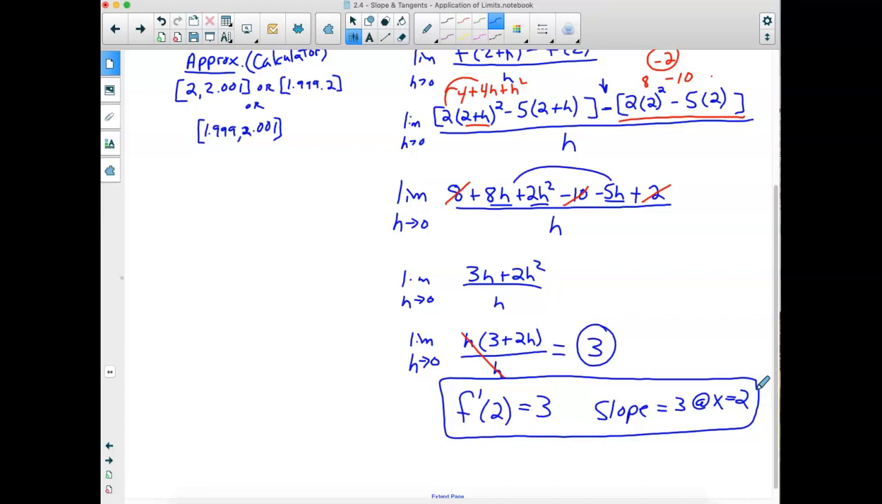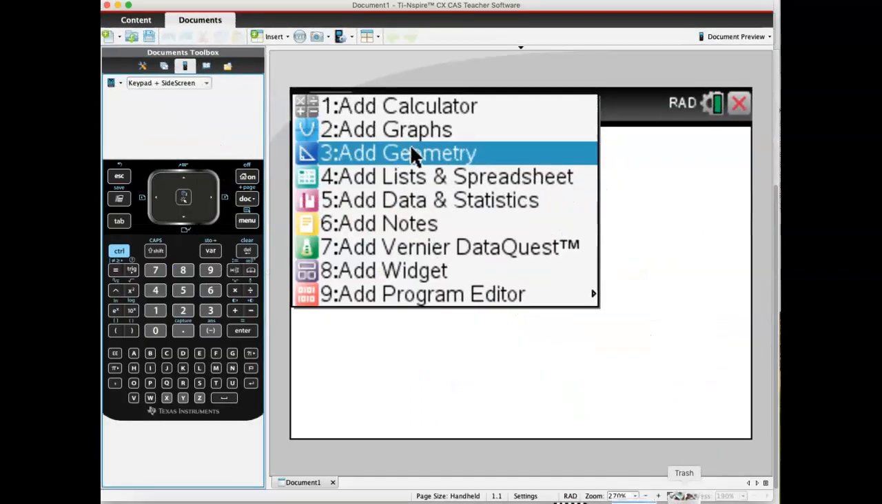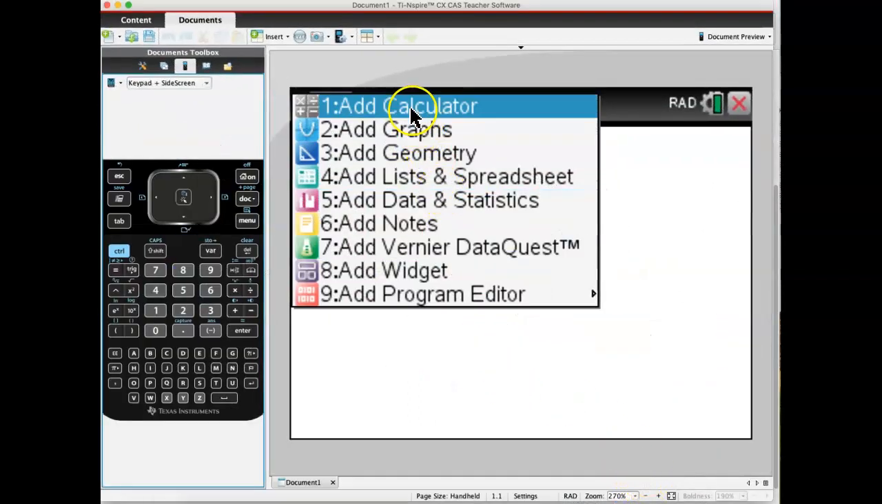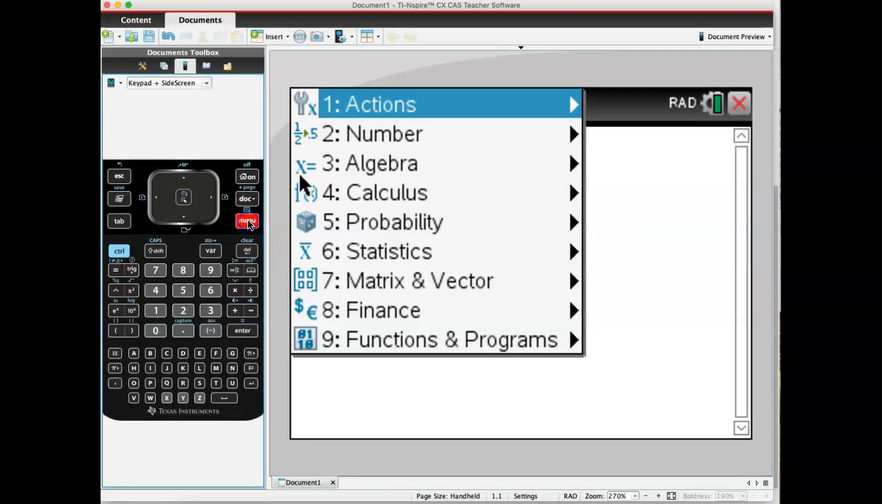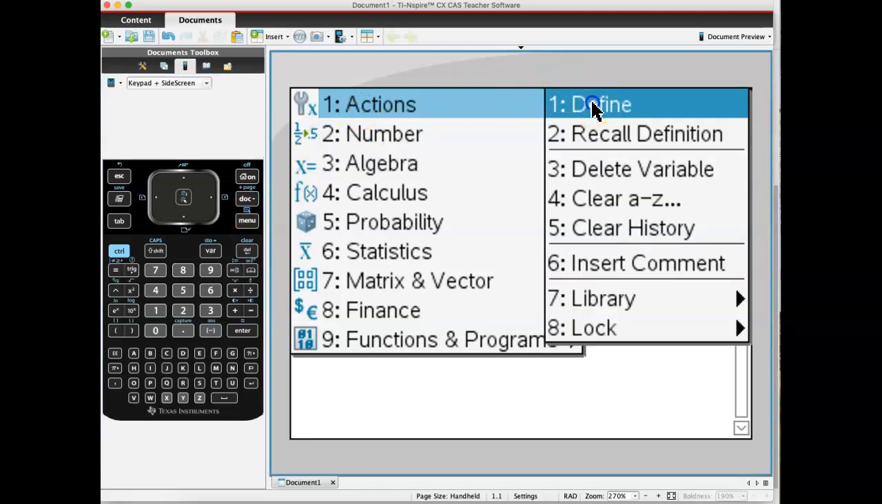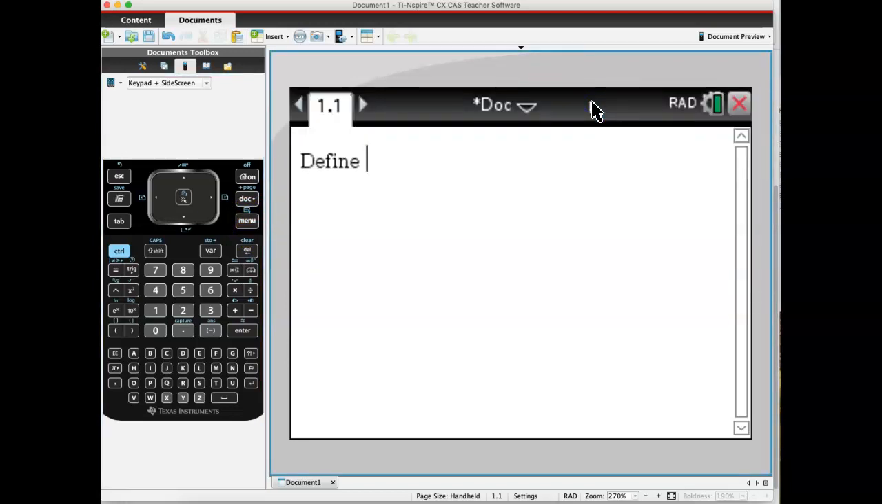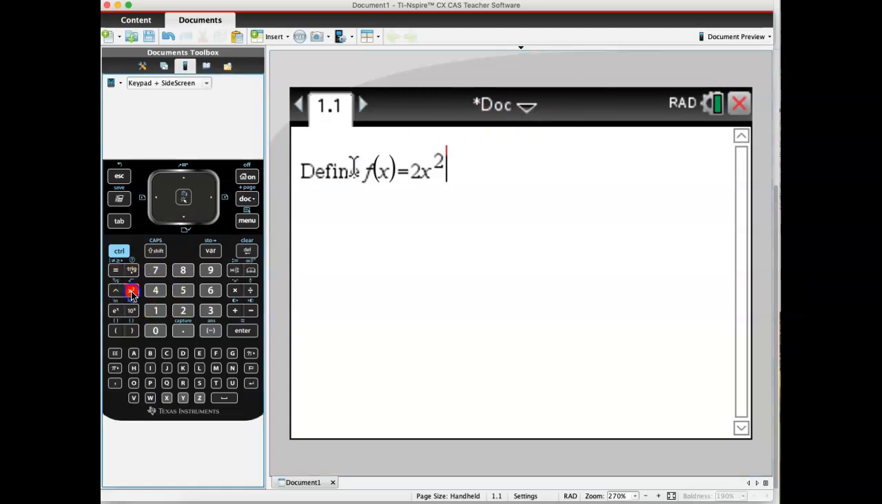Now, just so you know, if we're going to do the approximation method, because many times we can do this, if it's calculator active, I'm going to go to my calculator and open a calculator page. The first thing I'm going to do is menu, actions, define, and I'm going to define my f of x function, which is going to equal 2x squared minus 5x. So I've defined my function.